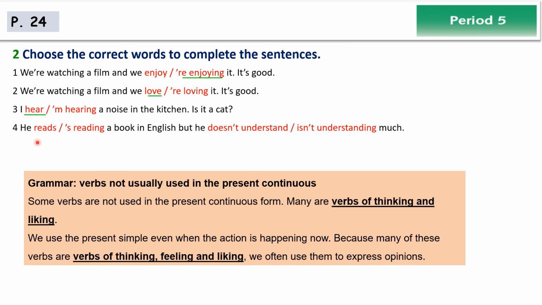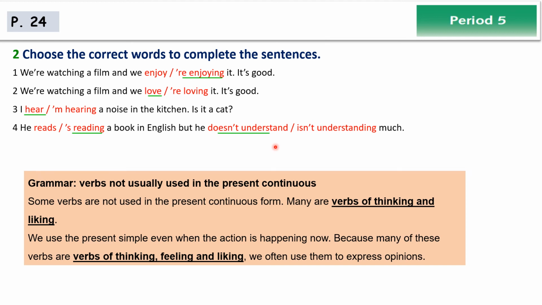Number 4. He's reading a book in English. What do you think? We say read or reading? Yes, reading, it's an action verb. It is not a verb of thinking, feeling, or liking. So, he is reading a book in English, but he doesn't understand or isn't understanding. Of course, doesn't understand. Why? Because understand is a verb of thinking.